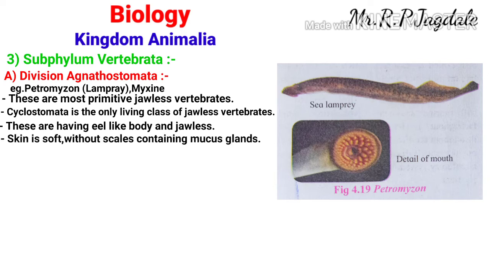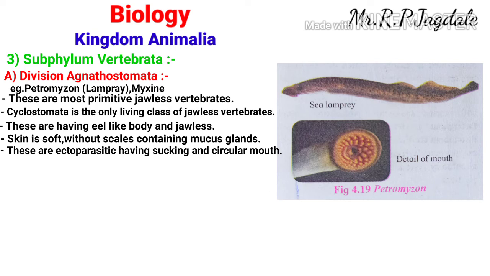The skin of these animals is without scales. You can see on the diagram there is absence of scales. The body is soft and smooth, containing unicellular mucus glands. These mucus glands secrete mucus, so their body has mucousy secretions. So a moist body is there in the animals of division agnathostomata, that is in the cyclostomes. These are ectoparasitic animals. Ectoparasitic means they live on the body surface of the host.